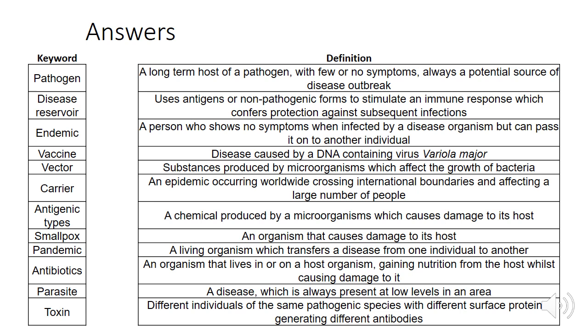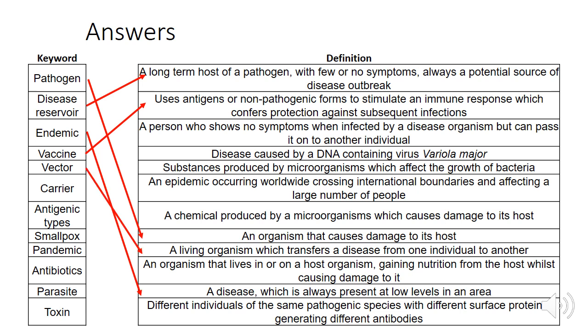Okay, so time for some answers. Hopefully you managed to match the right word to its definition. Pathogen, an organism that causes damage to its host. Disease reservoir, a long-term host of a pathogen with few or no symptoms, always a potential source of disease outbreak. Endemic, a disease which is always present at low levels in an area. A vaccine uses antigens or non-pathogenic forms to stimulate an immune response, which gives protection against subsequent infections.